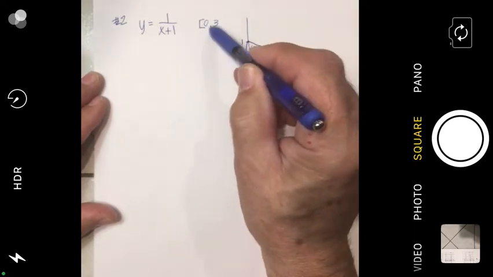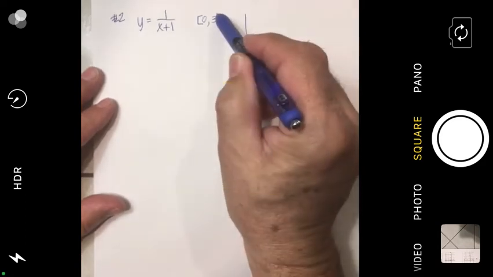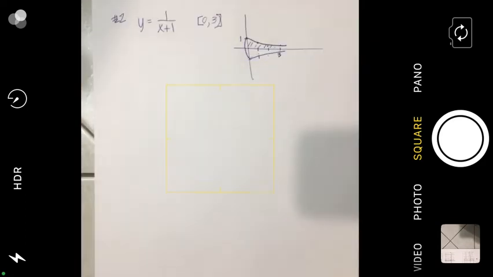from 0 to 3. One second, I've got to do something here.